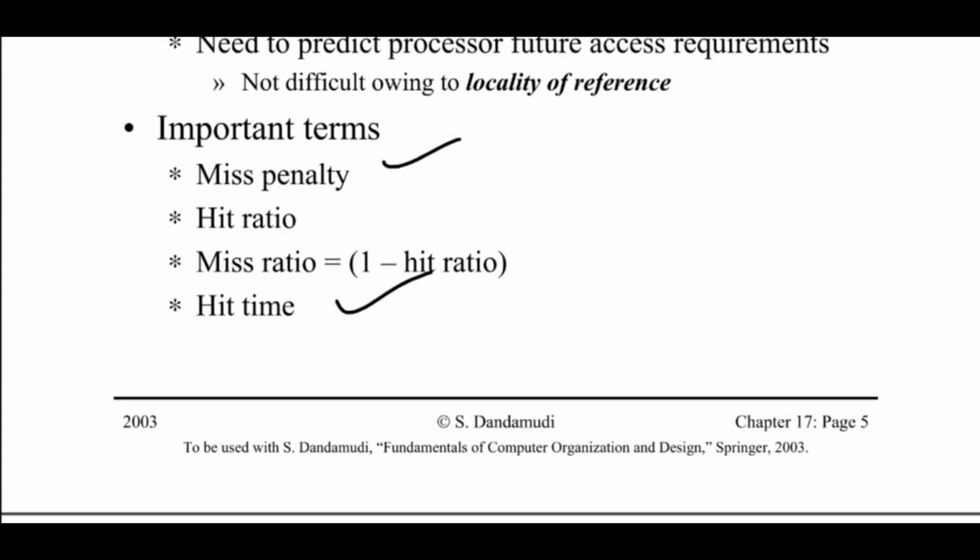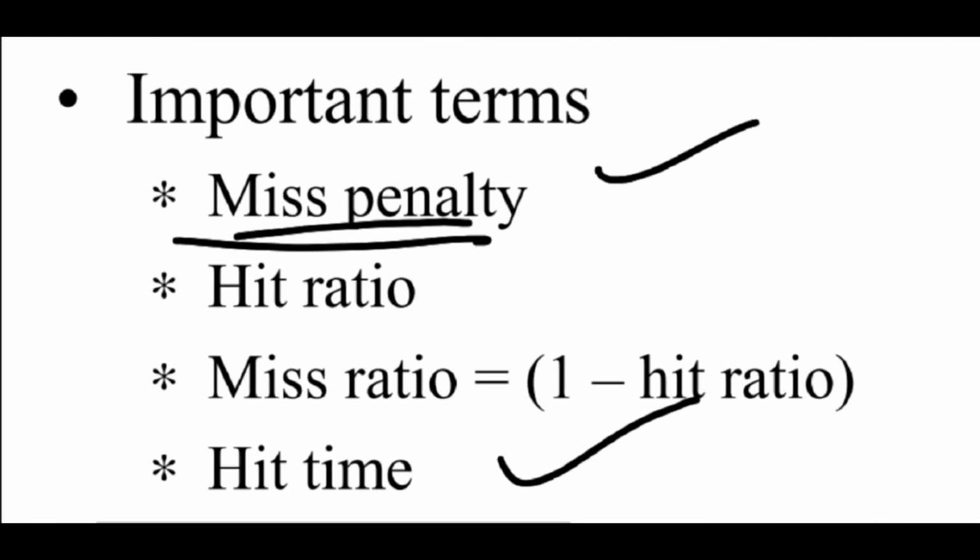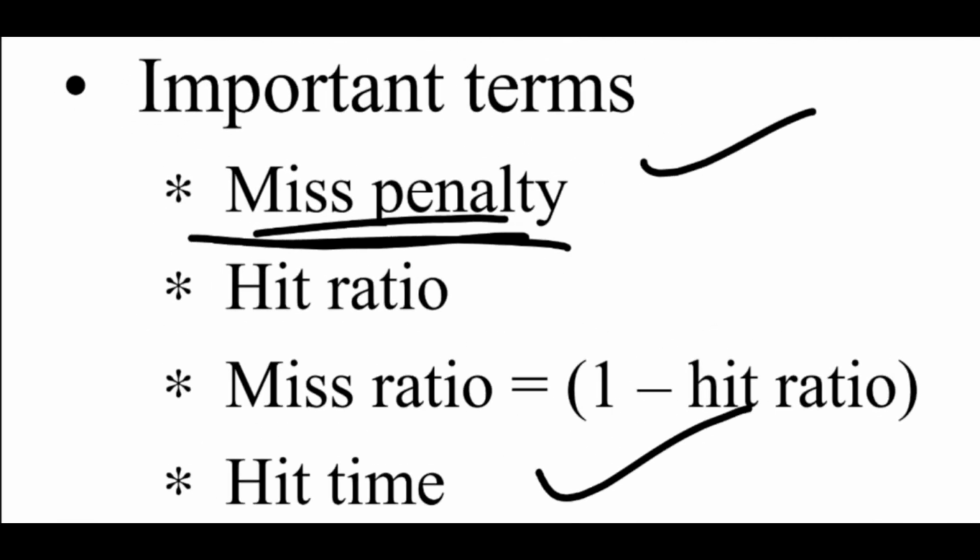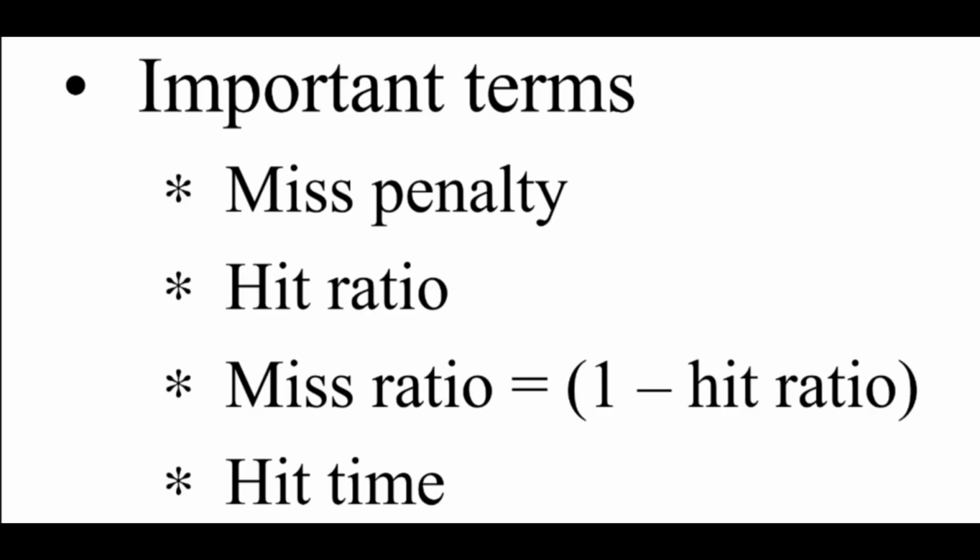I don't remember that I have discussed miss penalty. What is miss penalty? Nothing, like a penalty. It is the time loss or time delay. When we are searching a cache for our data, but the data is not present in our cache, the time that is wasted, or the time delay, is actually called miss penalty.